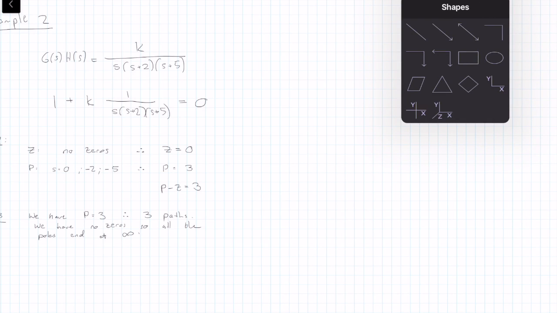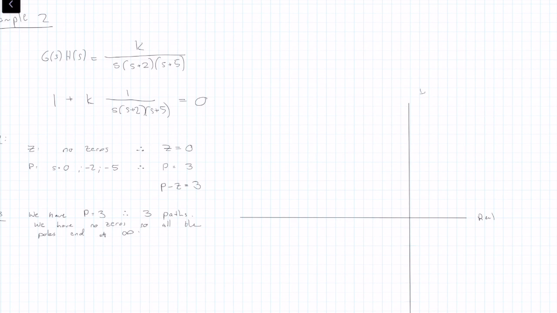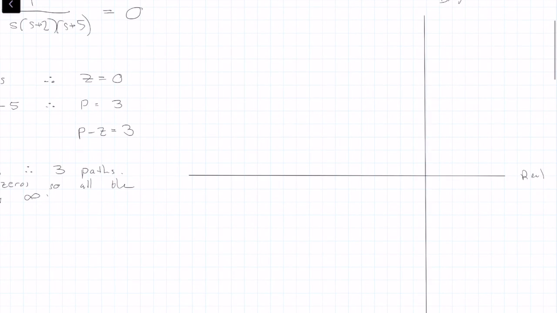Let's see, there we go. Let's get a nice sketch going. Okay. So we have our real axis, and we have our imaginary axis. Okay, and let's go with every 2 blocks again is equal to 1 unit. Okay, I think that should be enough, using the same scale on the imaginary axis.